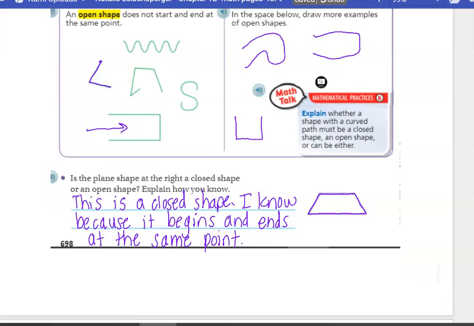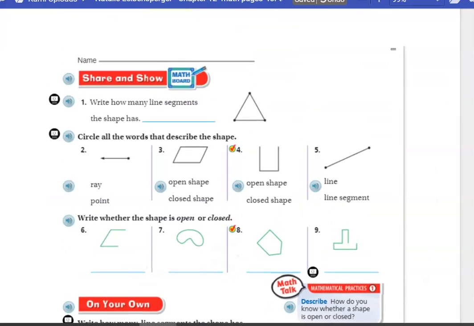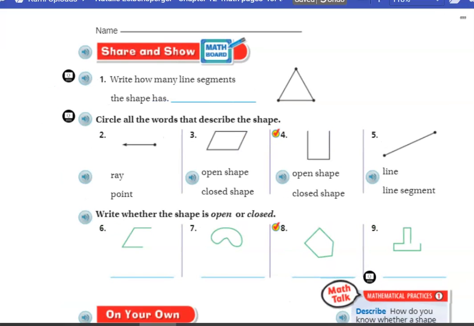Okay, let's go down and we're going to do some practice problems together, and then you'll open up your PMT and do some practice problems with that. So share and show. Number 1, write how many line segments the shape has. Well, I see here 1, 2, 3. So we have 3 line segments.